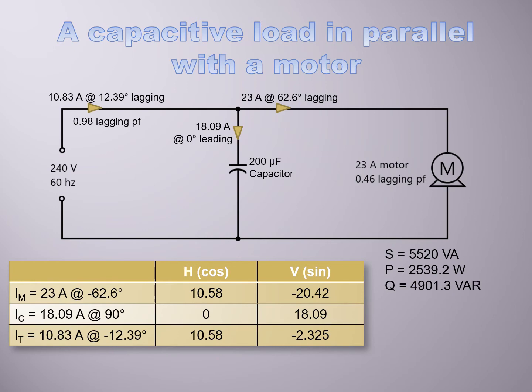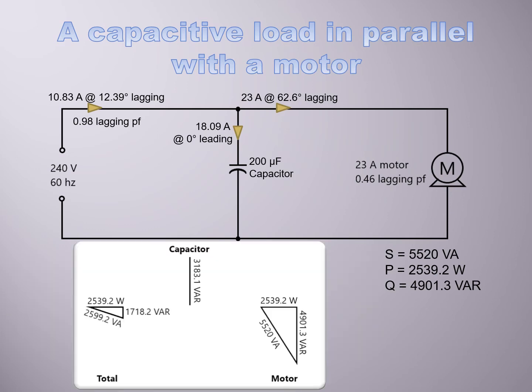What's really important is to look at the vertical aspect. Since my motor has a negative 20 vertical value, my capacitor has a positive 18 vertical value, the result is to have an overall vertical of negative 2, which means I have a much smaller phase angle that I am working with, which also means my hypotenuse on my triangle is also much smaller, which means that my total ampacity is going to be reduced.